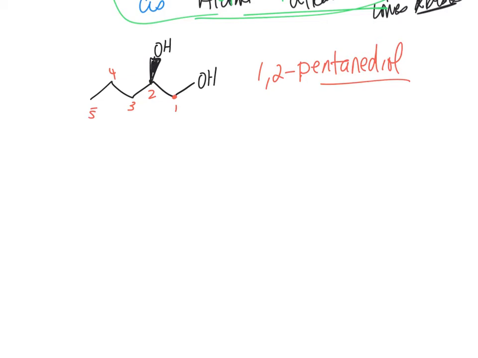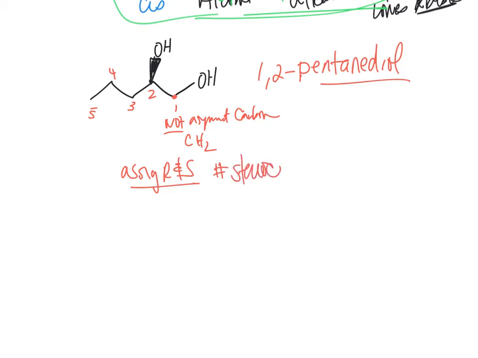Now, you have one stereocenter. You see number 1 is not an asymmetric center. That's not an asymmetric carbon because that's a CH2. One of your concepts in organic chemistry is assigning R and S configurations, so we're going to deal with that now. Assigning R and S, this is the concept. And also determining the number of stereocenters in a molecule. So you only have 1 here.